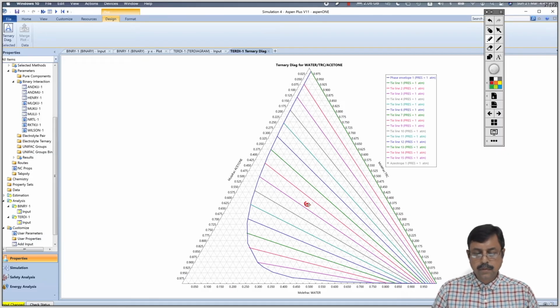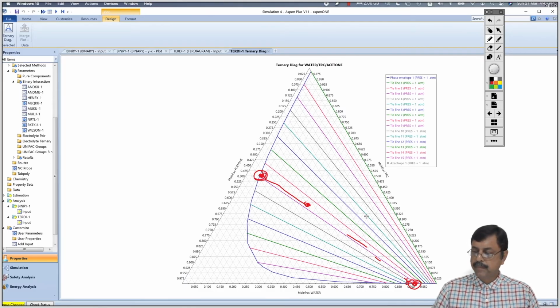Now, if this is the equimolar point, then any kind of extraction will go one phase at this point and one phase at this point. Okay, so that's how the extraction works. Now you can check the composition of extract and raffinate phases. You will see them at this point and this point.